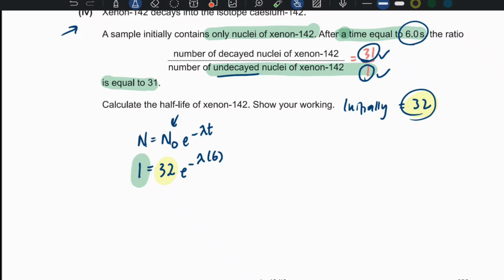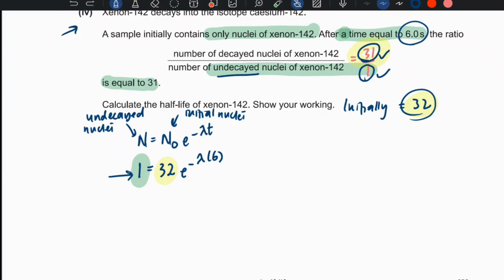Because 31 is after 6 seconds. After 6 seconds, 31 decayed, and 1 is the one that is left undecayed. That means initially, I had 32. So here, I write 1 because N here means undecayed. N naught is initial. So undecayed is 1, and initially, I had 32.